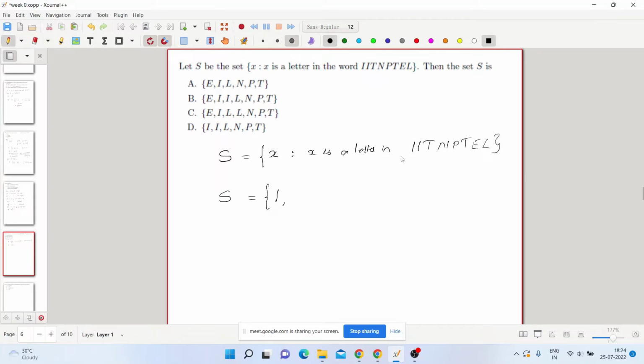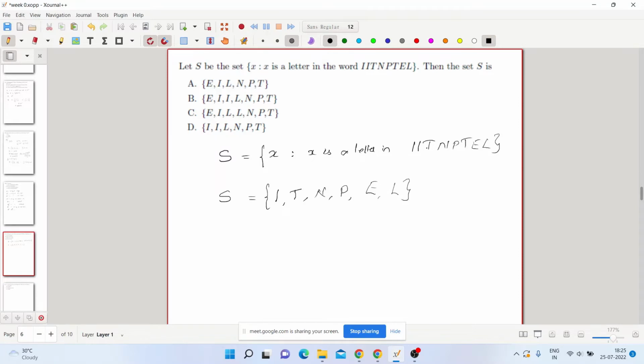And we will find the next letter, which is not I, that is T. Then the next letter is N, then T again. Next one is P. Again T is repeating, so we don't need to list it in the set S. The next non-repeating element is E, and then it is L. So these are all the distinct letters in the word IIT NPTEL. We are just listing the distinct letters. This is our set S.